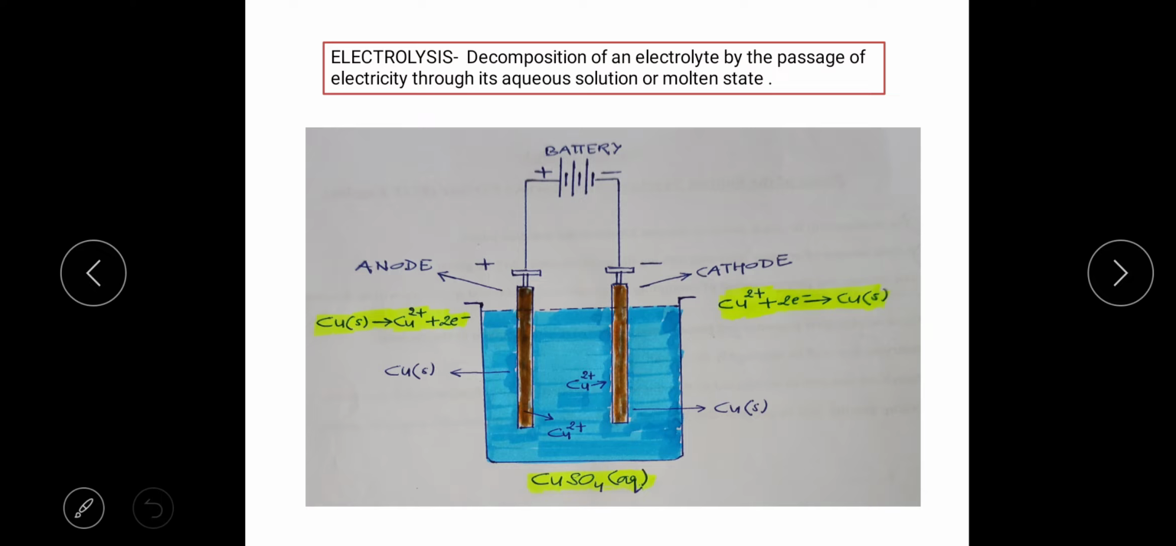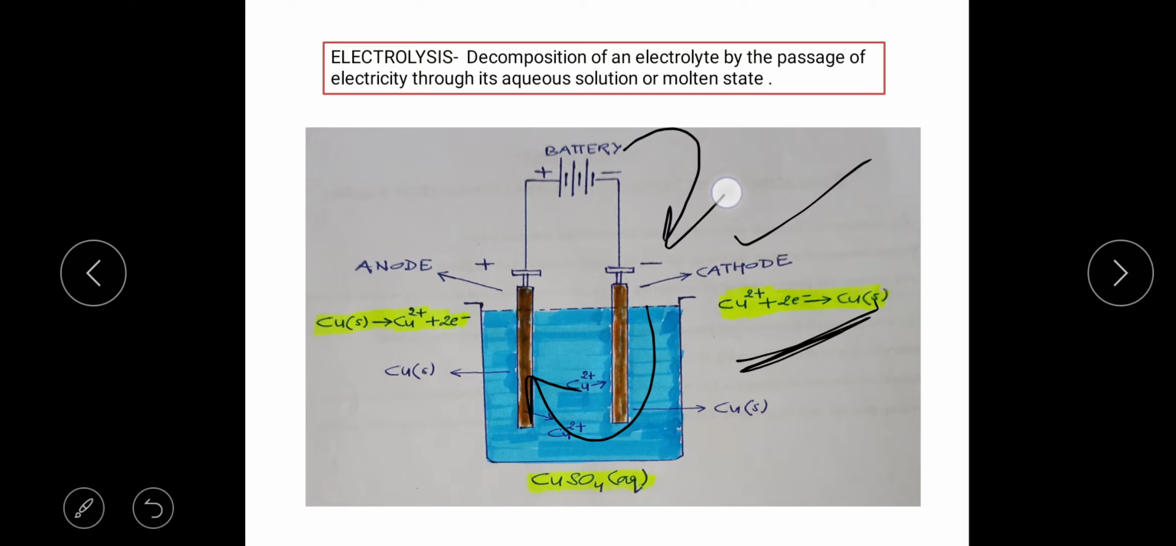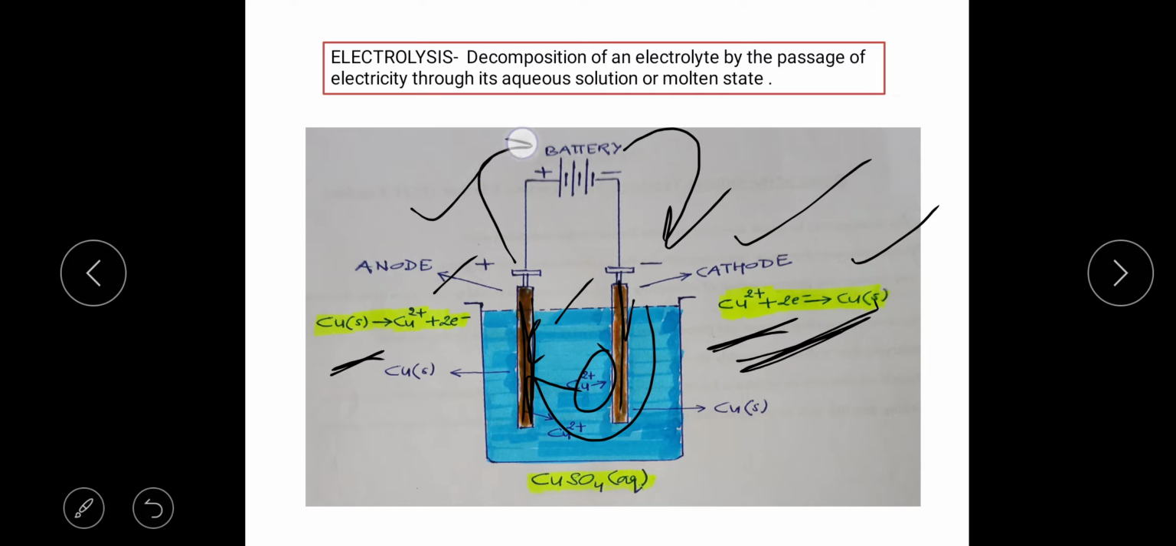Now let's try to find out how current or electricity passes through this electrolyte. At cathode, reduction takes place. How does it happen? Negative terminal of battery gives electrons. These electrons are accepted by Cu2+ ions at cathode. As a result, Cu2+ ions get reduced. At anode, copper atoms of this electrode lose electrons to become Cu2+ and they go into the solution. The electrons lost by copper atoms move towards positive terminal of the battery.